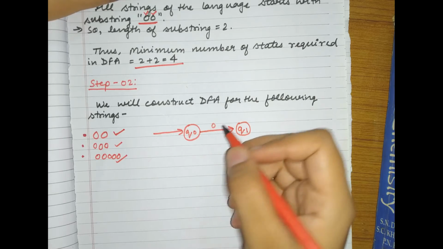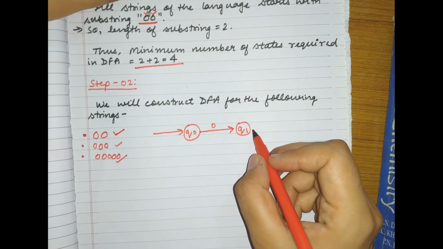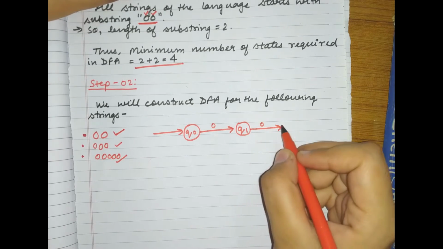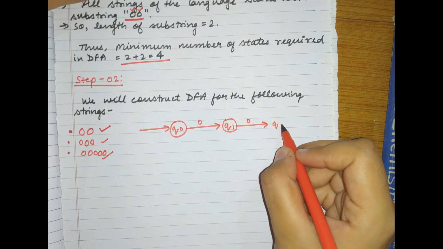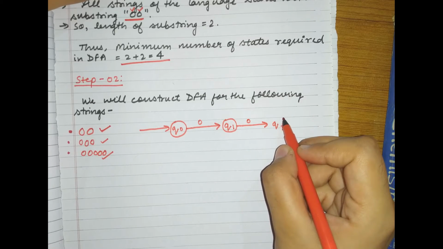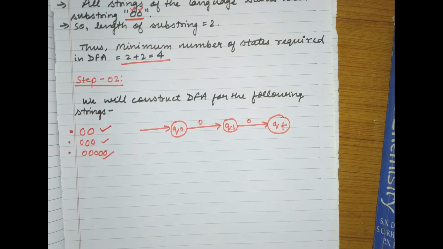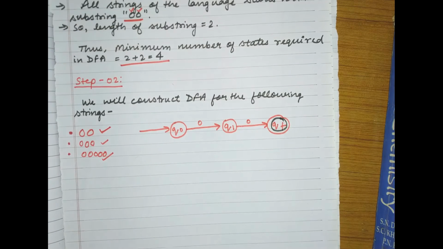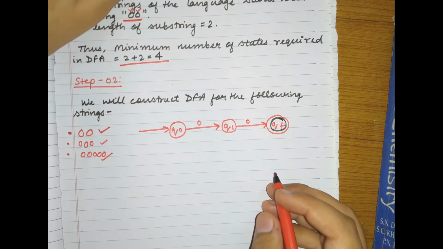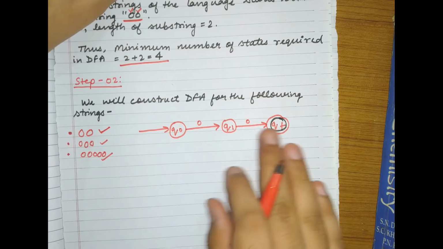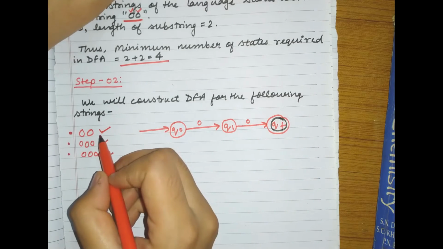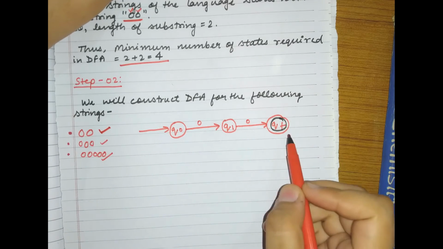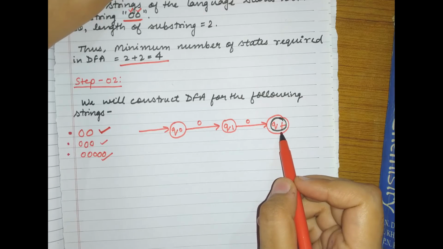So we are receiving 0 here, and from the state Q1, we receive 0 again, then we enter into a new state, that is our final state. We can represent this as QF. It is our final state, so we have to encircle this with a double circle. So this is the DFA for the simplest string 0 0. After receiving the 0 0, we enter into our final state, that is QF.